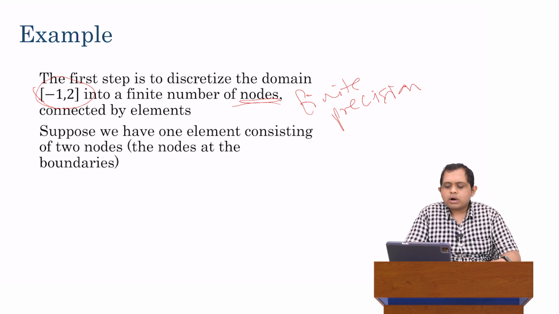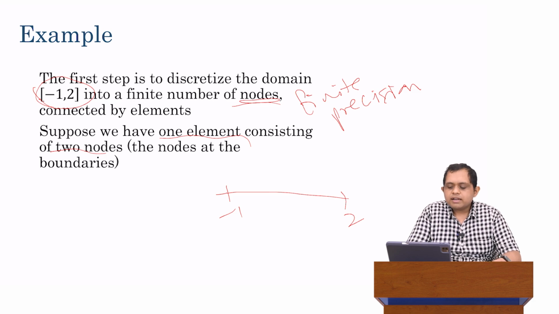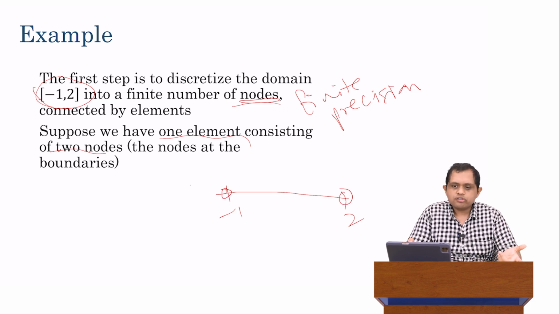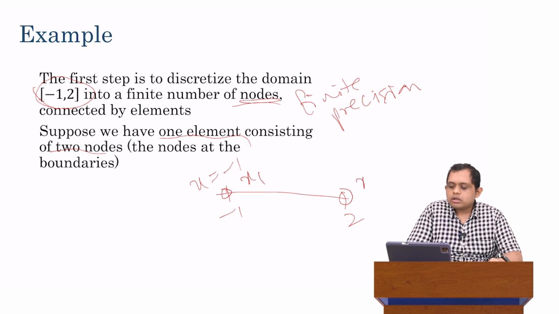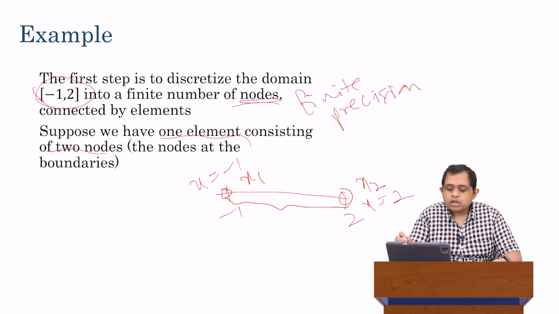Suppose we have only one element consisting of two nodes. So again, we have our domain. It goes from -1 to 2. We can discretize this into a finite set of points. Let's say we choose a finite set of just 2 points or nodes, which is x is equal to -1, and let's call this x1, and then x2 is x is equal to 2. And then of course we connect these using one element because two nodes can be connected at best with one element. So this is now our discrete system.